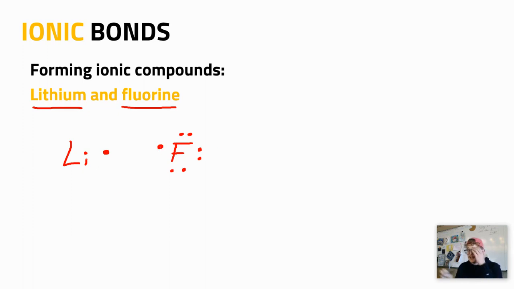All right. So I got both dot diagrams here. Now remember, lithium wants to give it away while fluorine wants to gain 1. Well, this is like a perfect match because fluorine has 1 spot to fill and lithium has 1 to give. So lithium wants to give its valence electron to fluorine. When it does that, it forms a bond. So what we do is we draw an arrow from that valence electron that lithium has to the space where it would be filled in fluorine's shell.